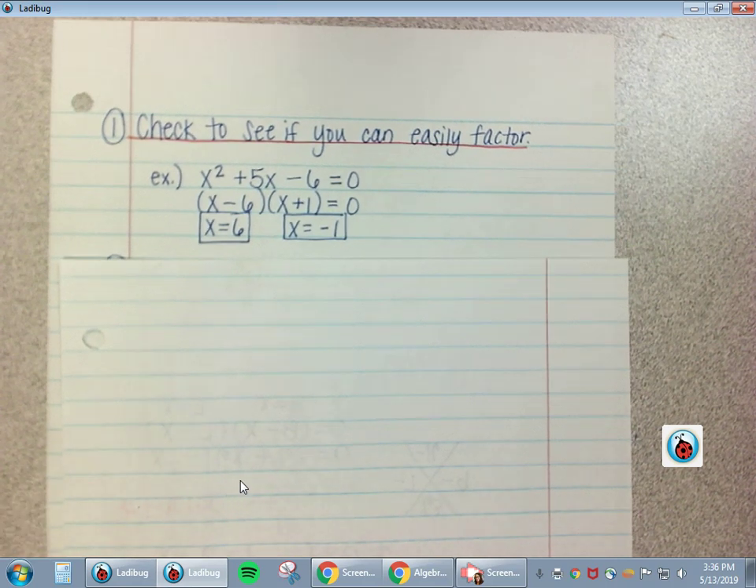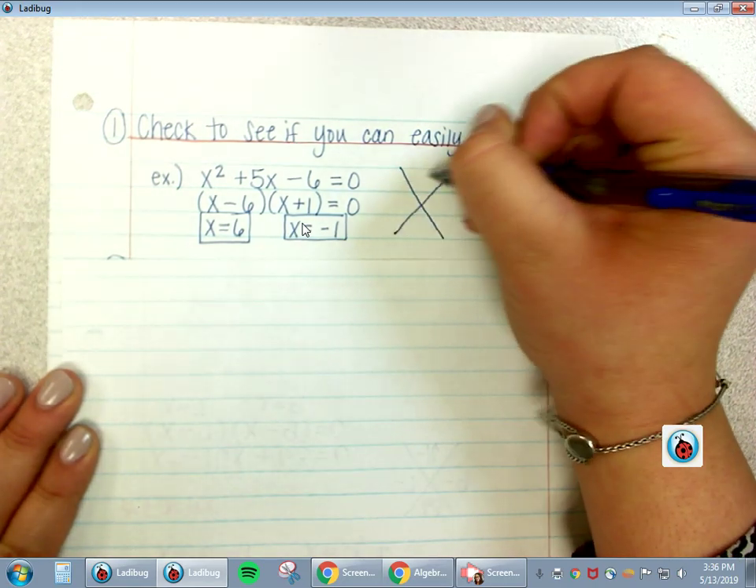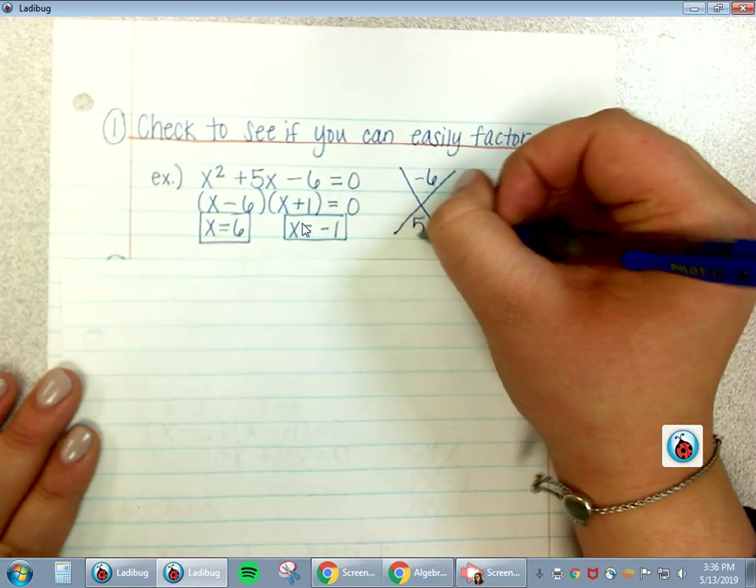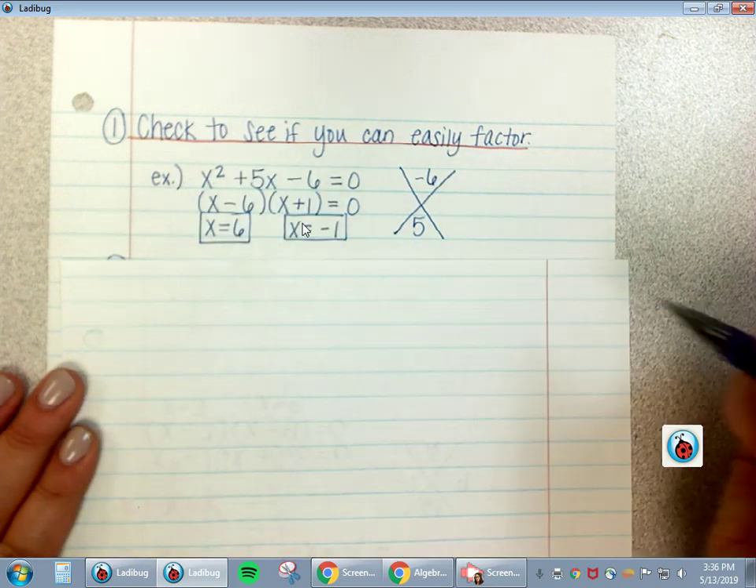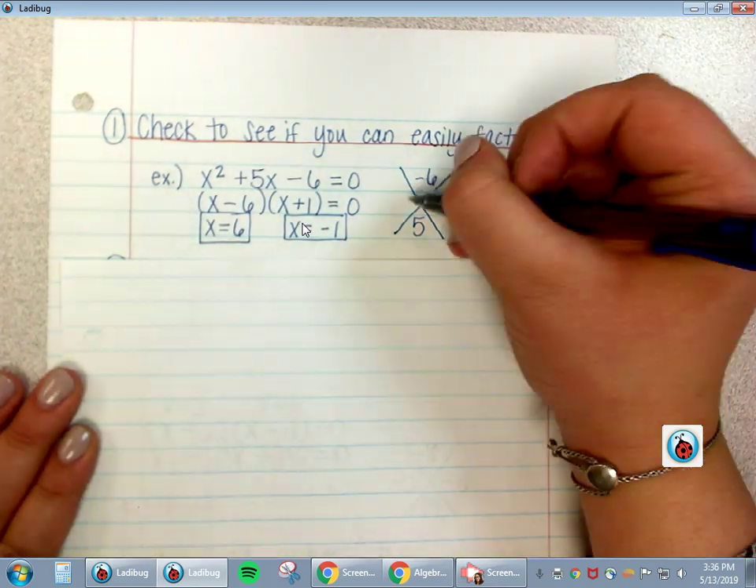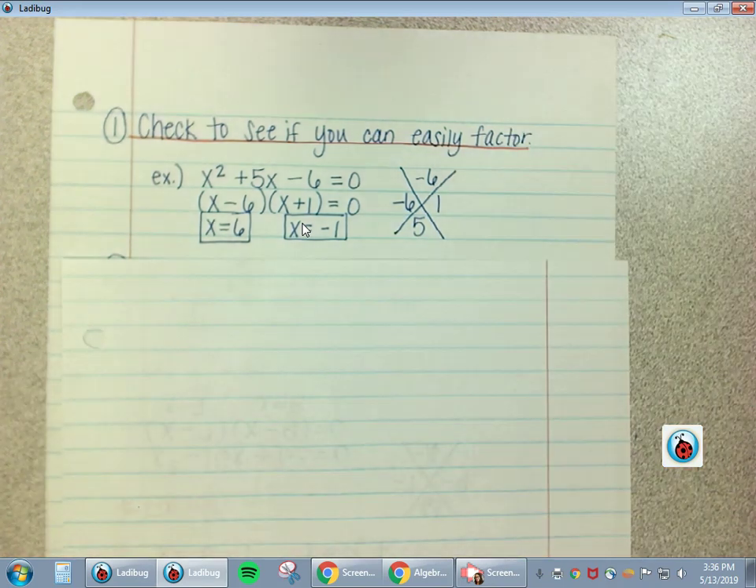If you can factor, that's looking for doing this x that we've always done with factors of -6 that add to 5, or if there's an a out front, factors of whatever a times -6 is that add to 5. In this case, that was -6 and 1, for example. And then we were able to solve. So if you can easily factor, then do that, because that's the quickest way to go about it.